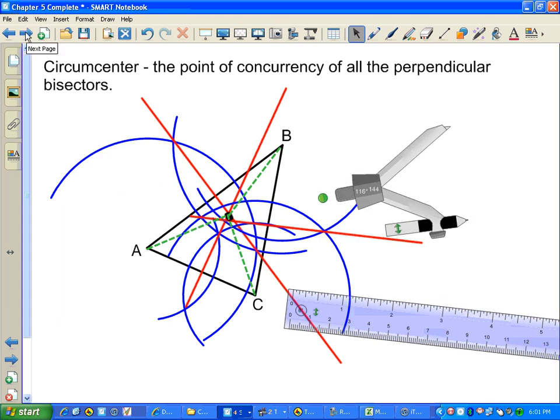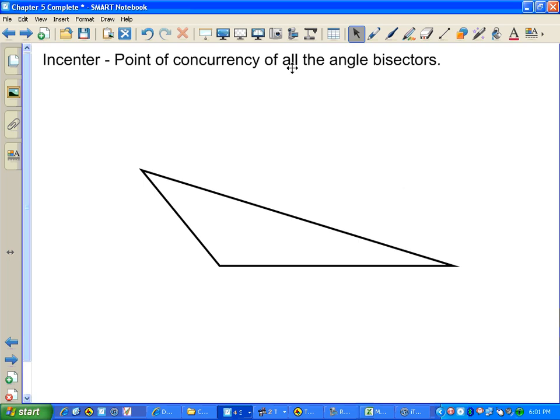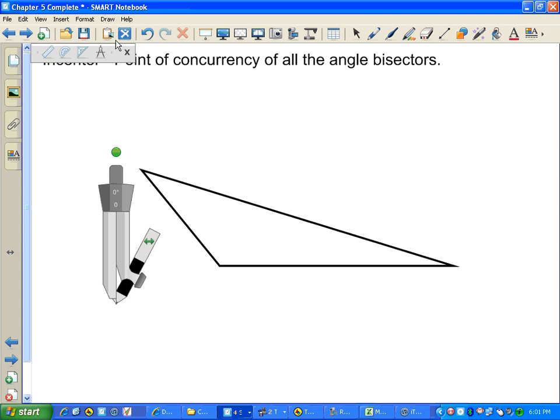So the other construction we've learned about is the angle bisector. So we're going to create all the angle bisectors, and they're all going to meet in the same place, and that point is going to be called the incenter. We'll see if maybe I can get it to all be the same point this time.